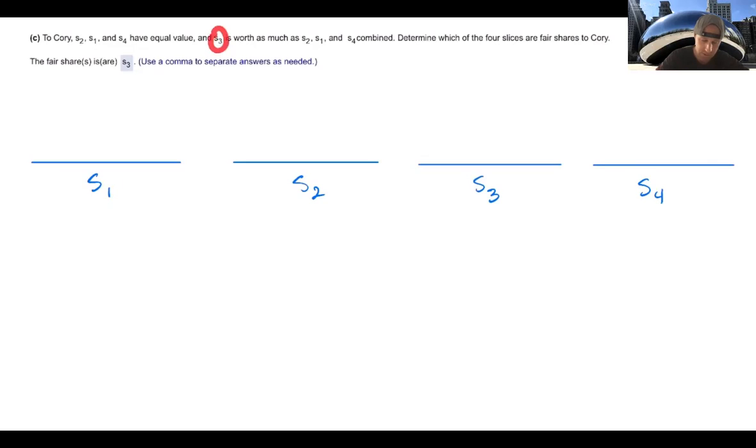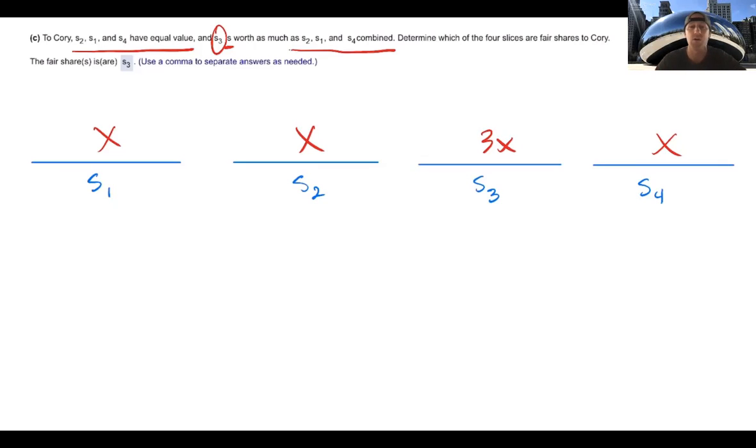It says that S3 is, so they're telling us something about S3 right now, which is the only one that they did not tell us anything about. It said that it's worth as much as S2, S1, and S4 combined. So very good. We are going to call S1, S2, and S4 X because at the beginning they said they are all equal value. And then remember S3 is as much as those combined, which if you add all those up, that would be 3X. And remember, our goal for all of these is to get one equation with one unknown.